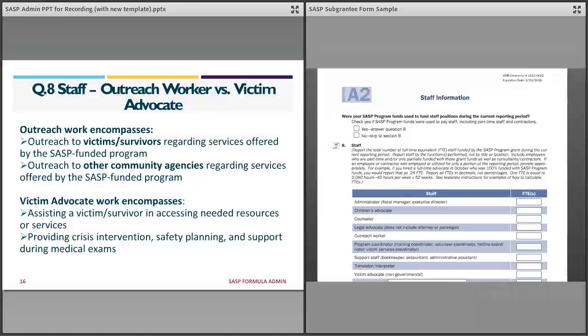As you can see from this slide, outreach work encompasses outreach to victims and survivors regarding services offered by the SASP-funded program, and outreach to other community agencies regarding services offered by the SASP-funded program. Victim advocate work, however, encompasses assisting a victim or survivor in accessing needed resources or services and providing crisis intervention, safety planning, and support during medical exams. There are, of course, other examples of what would fall into these two categories, but as a general rule of thumb, we do want to encourage subgrantees to make that distinction.